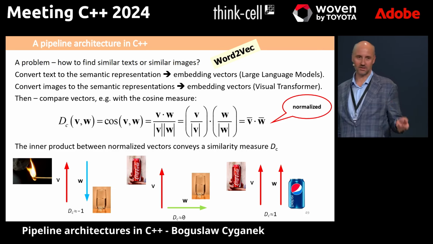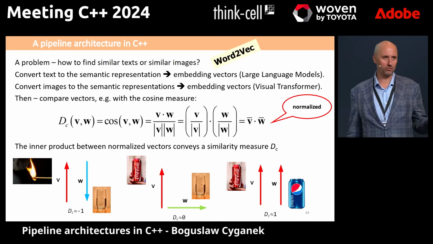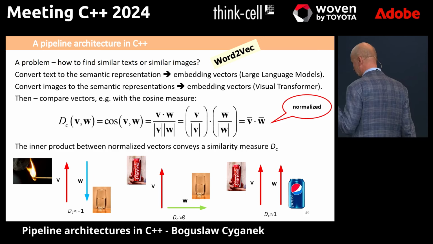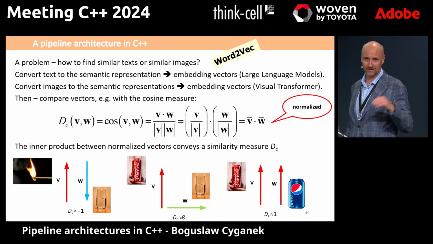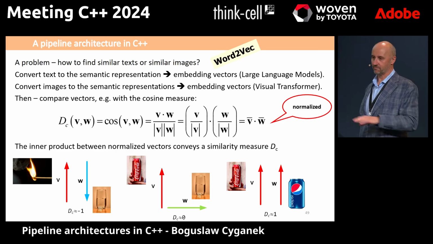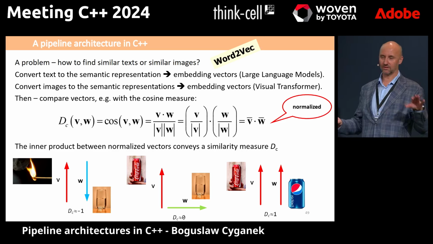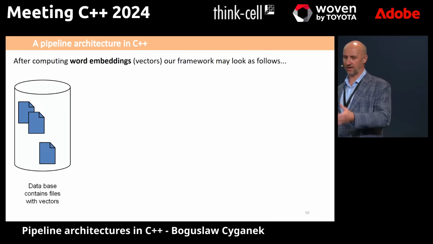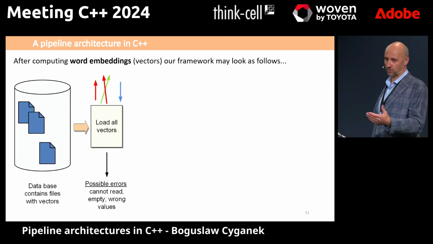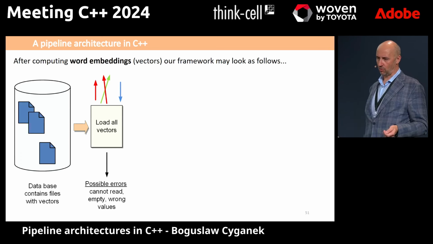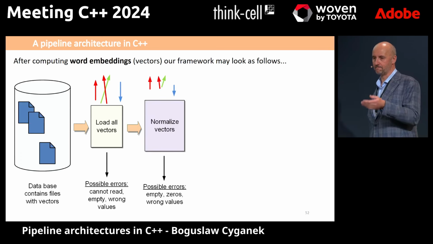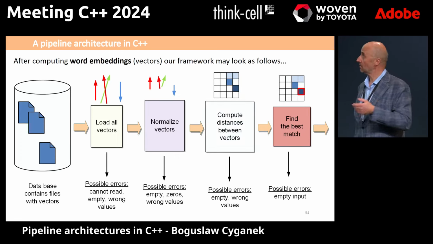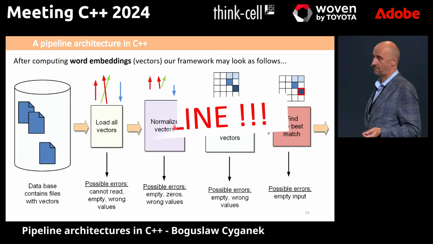Certainly if you go into details, this is deeper, and all these embeddings require huge models, etc. But mostly, somewhere at the end, such a comparison takes place. So we have a database with vectors. We need to load all these vectors, normalize them, compute distances, and find the best distance in our matrix. So you see, we have a pipeline.